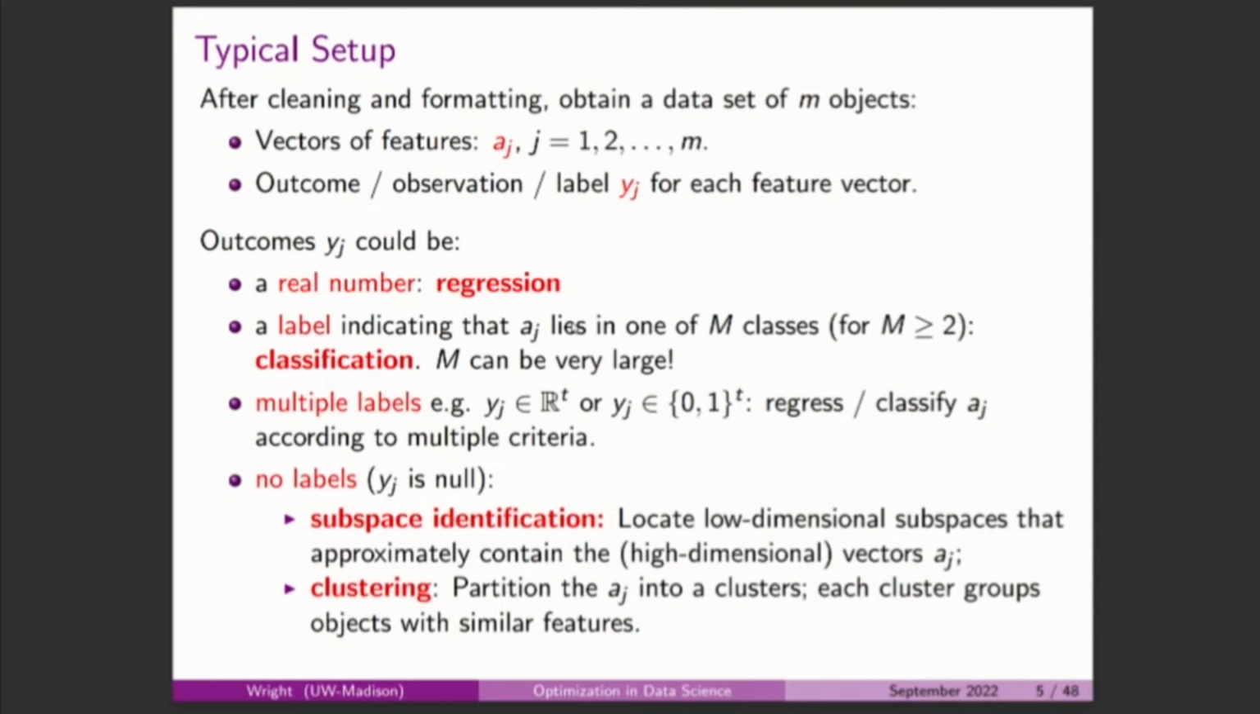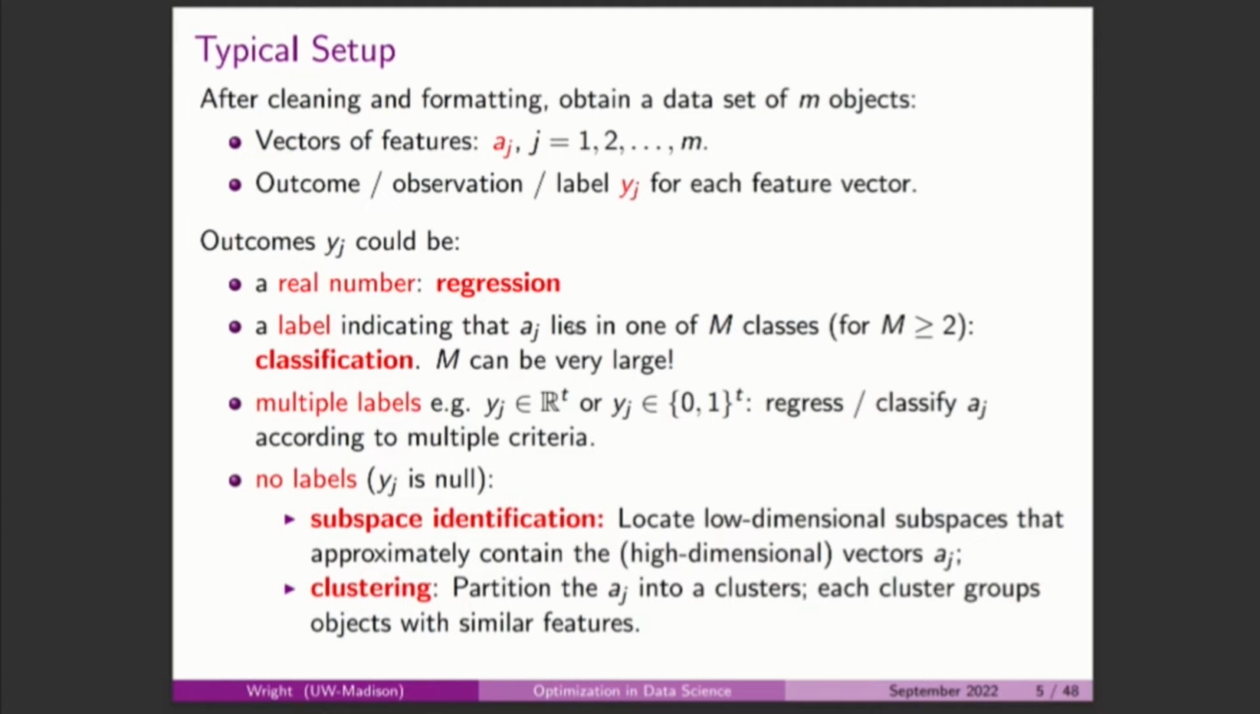So I'm going to revert to this typical setup, which shows up in a lot of data science problems. After a whole lot of work cleaning and formatting data, ideally what you end up with is a set of m objects. And these objects have two pieces to them. One is a piece a_j, which I'll call a feature vector, and the other is y_j, which I'll call a label. Now the label can take many, many forms.